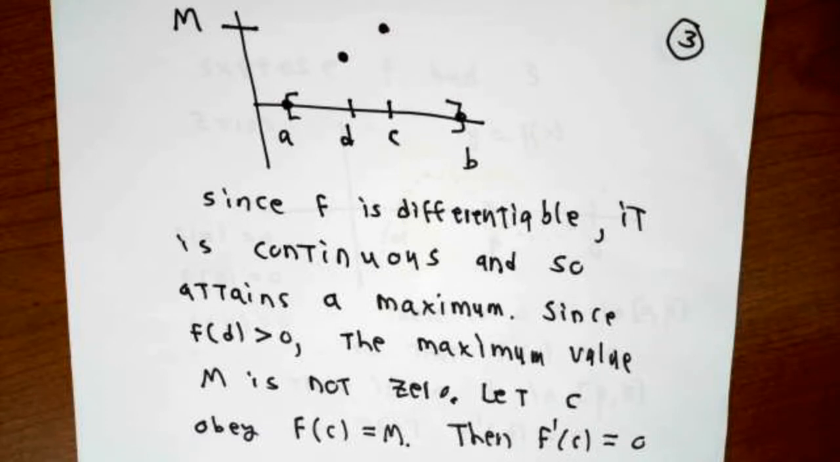Since function f is differentiable, it's continuous. A continuous function on a closed interval attains a maximum and a minimum. And since we have a place where the function value is positive, the maximum value can't be 0. That means that the maximum must be attained at a point in the interior of the interval from a to b. Let c be a place where the function takes on a maximum value. You know from Calculus 1 that this tells you the derivative of f evaluated at c must be 0.